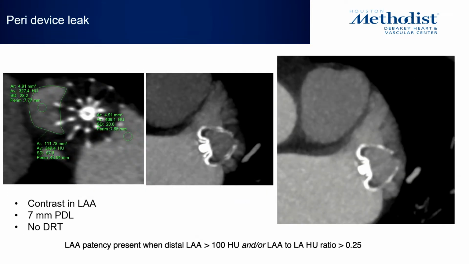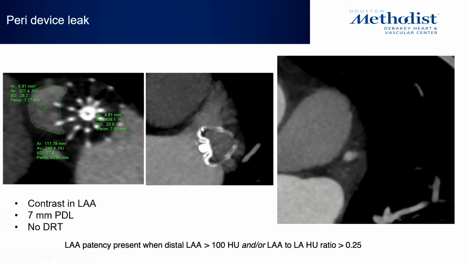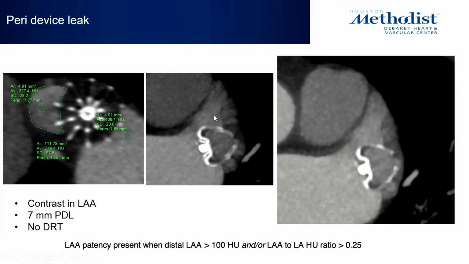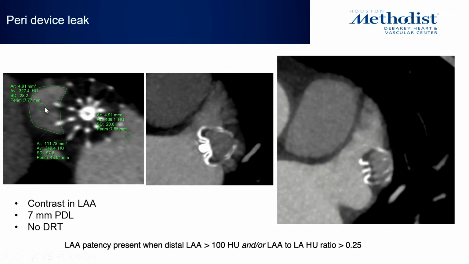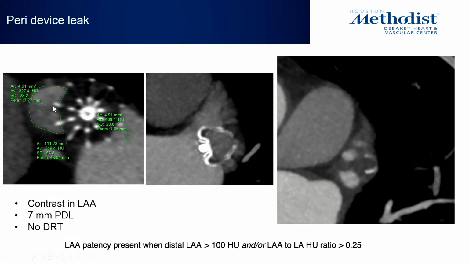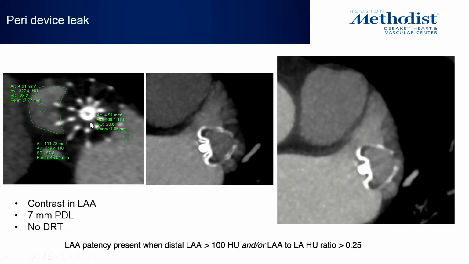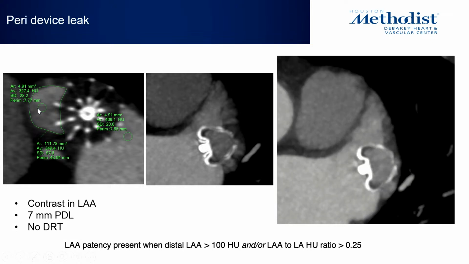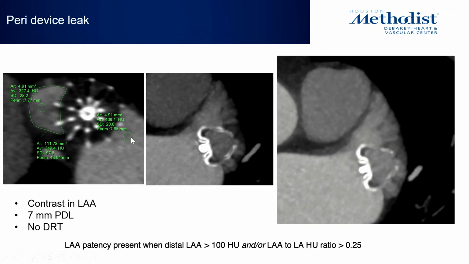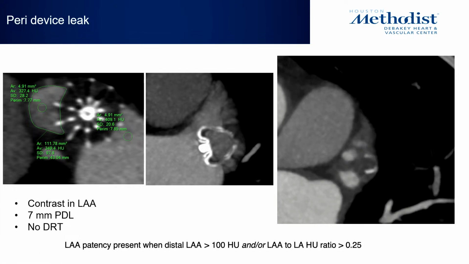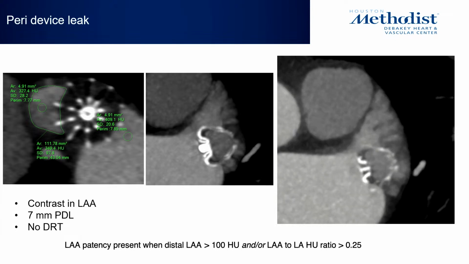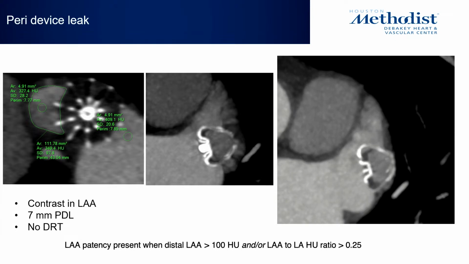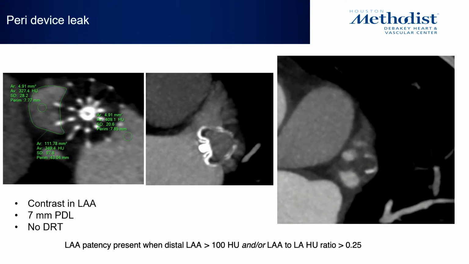Contrast this with this patient, where there is clearly a significant peri-device leak. We measured it at 7 millimeters. And then there's contrast in the left atrial appendage. When we look at the Hounsfield units, it's greater than 100, so about 300. And when you compare the HU in the left atrial appendage with that of the left atrium, you see that the ratio is about 0.7. So that's another indicator of patent left atrial appendage. So either the presence of contrast with HU greater than 100, or the ratio of contrast in the left atrial appendage to that in the left atrium of greater than 0.25.